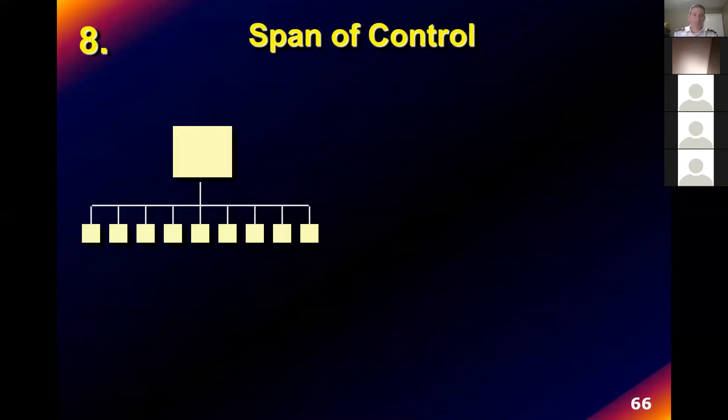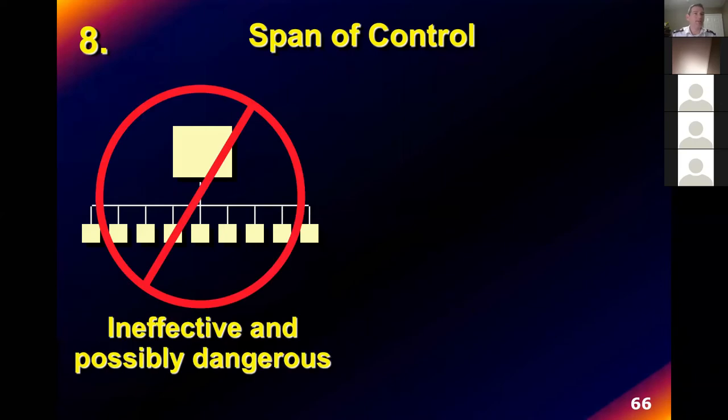All right. So here we have one incident commander. You can see, one supervisor. And how many are they overseeing here? 1, 2, 3, 4, 5, 6, 7, 8, 9. 9 people, right? This is not effective, right? This is ineffective and potentially dangerous.